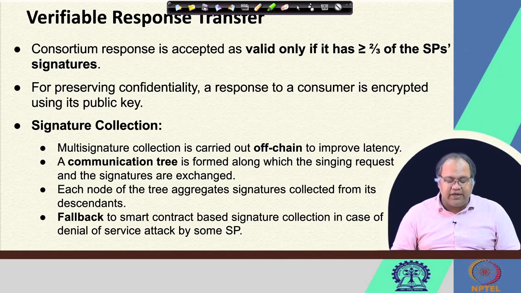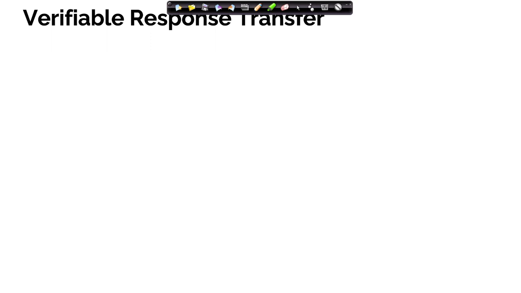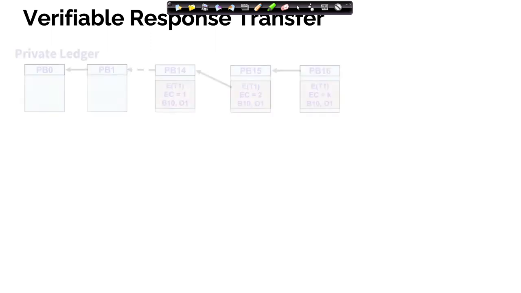So, each node of the tree aggregates the signatures collected from its descendants, similar to CoSi that we saw earlier. It falls back to smart contract based signature collection in case there is a denial of service attack by some service provider. So, here is the mechanism for this verifiable response transfer.